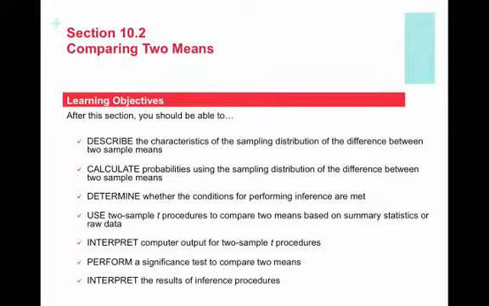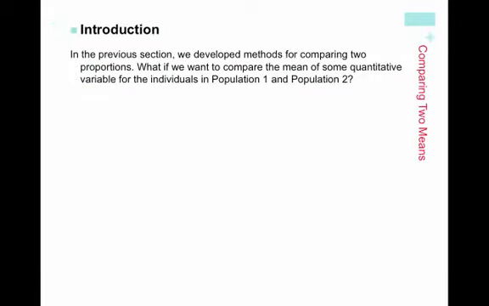So here we go. Here are our learning objectives for today. This is what you should be able to do upon completion of both of these videos. So in the last two videos, we developed methods for comparing two proportions. We found the difference of them. We've calculated probabilities. We looked at describing the distributions. We found confidence intervals, and we did significance testing.